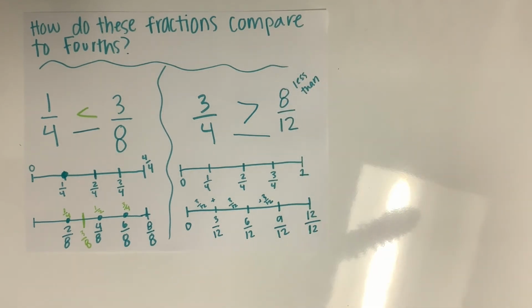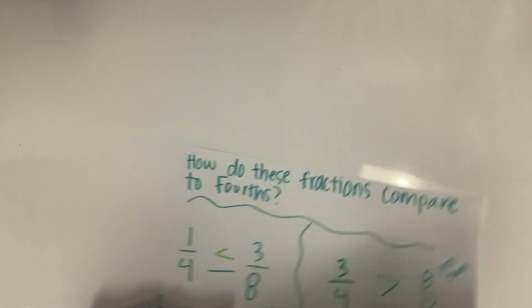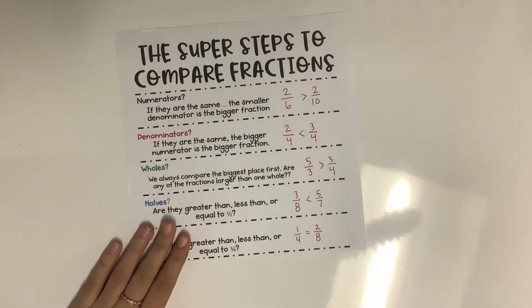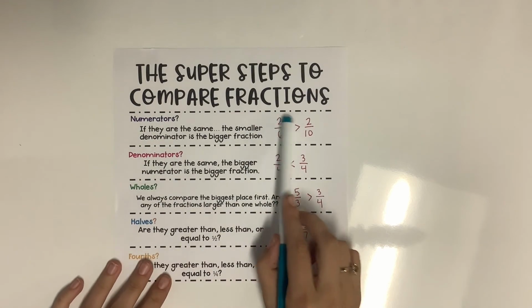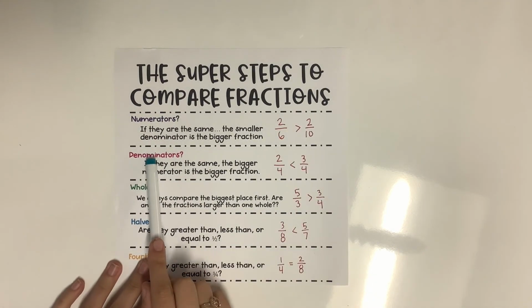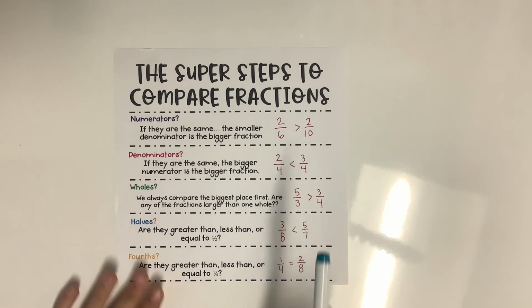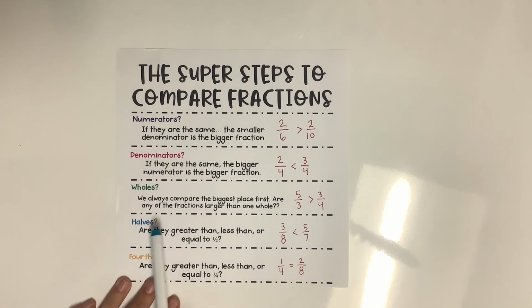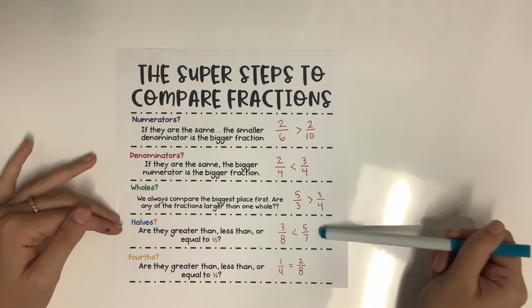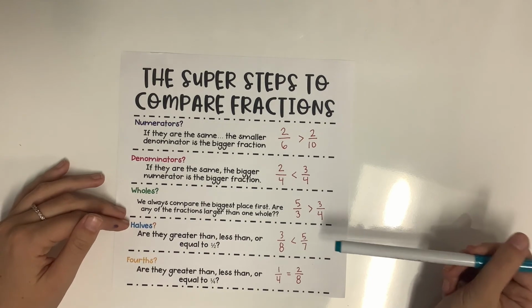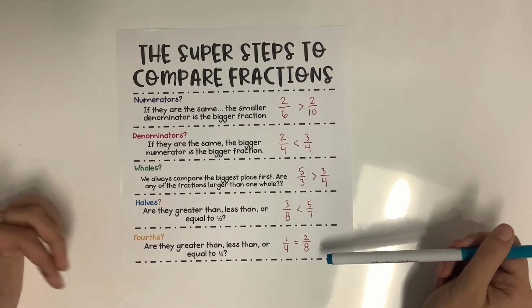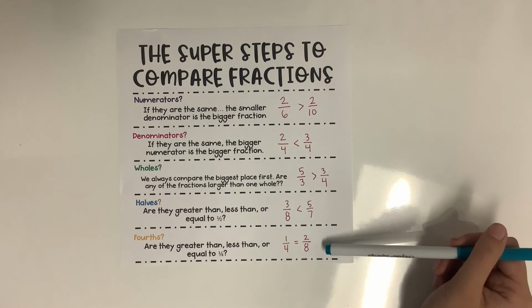Okay, now, I know that what we did today was not the easiest, right? Looking at our super steps to comparing fractions, we said if we can't compare them based on their numerators being the same, if we can't compare them if their denominators are the same, there's no wholes, if we can't compare them, then we can look at halves and fourths. How do they compare to a half? Are they less than a half, equal to a half, greater than a half? What about fourths? Are they less than a fourth, equal to a fourth, greater than a fourth?